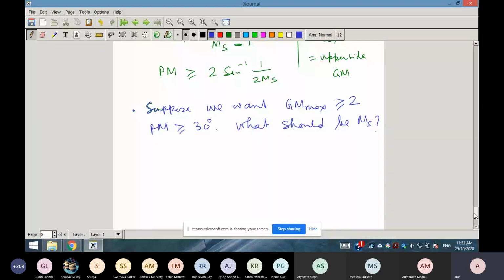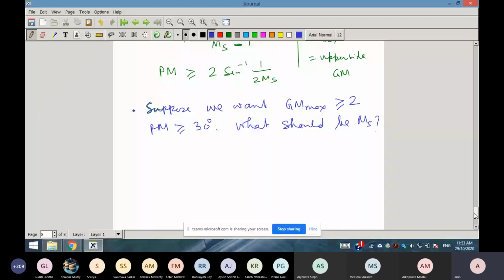Why? Because phase margin is closely related to damping ratio. So damping ratio equals phase margin divided by 100. So phase margin 30 degree to 60 degree means your damping ratio is almost 0.3 to 0.6, which is a reasonable value for a well designed system.